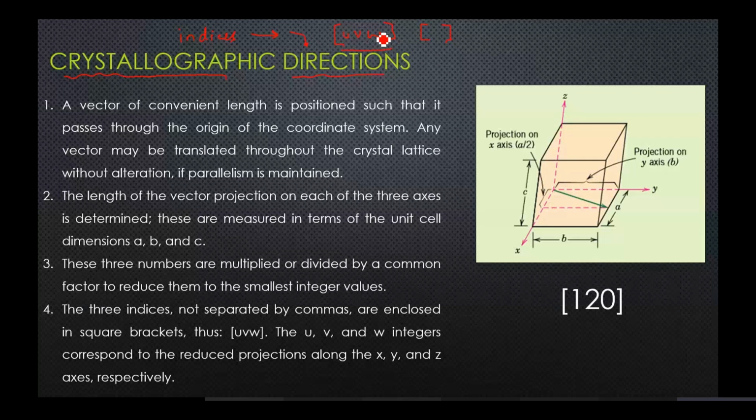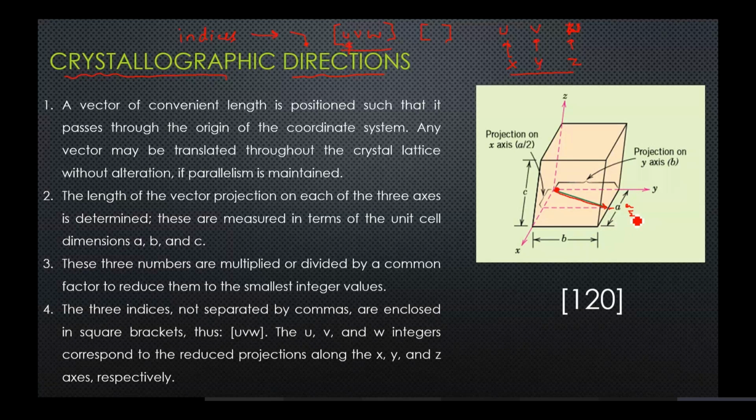Now, how do you find out U, V, and W? U is basically the amount you have to travel along the x-axis. So U basically is the representation of movement on the x-axis. V is the representation of movement along the y-axis, and W is essentially the movement along the z-axis. Now let's say I have this vector which is starting from this origin and is ending at half the length along the y-axis.